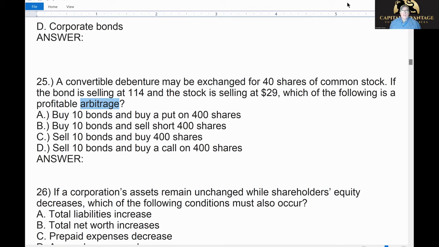Here's another good one. It is still mathy, but it's not as much. So a convertible debenture may be exchanged for 40 shares of common. So see, they did it for you already. They gave you the ratio of 40 shares. So we know we get 40 shares. We're going to have to do something with that. If a bond is selling at 114 and the stock is selling at 29, which is going to be a profitable arbitrage. So that's the word I'm looking for.